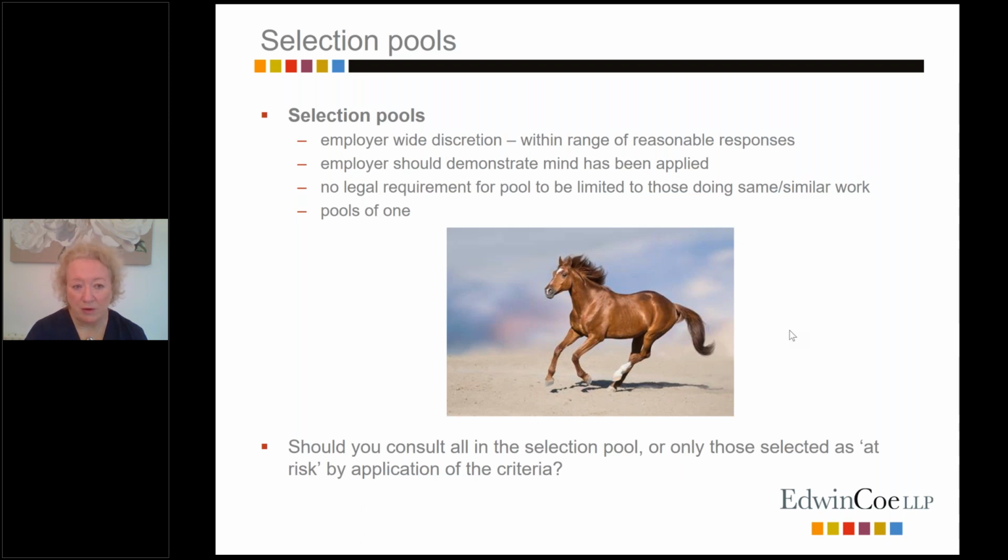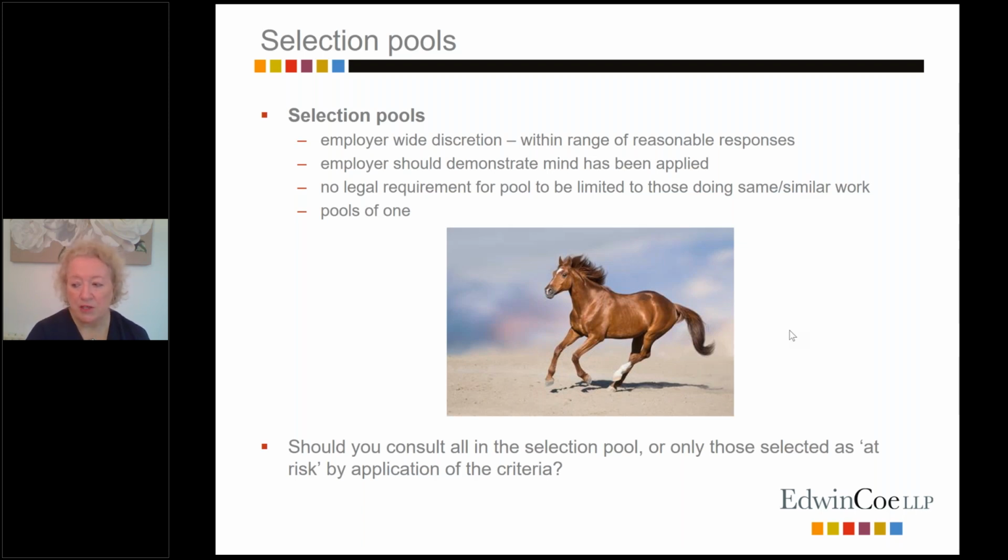But do bear in mind when you're doing this exercise that you will have to demonstrate that you've applied your mind to this issue and also to explain how the selection pool has been constituted. So I always recommend the starting point should be to consider what particular kind of work is ceasing or diminishing and to look at which employees actually do that kind of work. And that involves not only looking at their contracts and their mobility clauses, as Linky's outlined, but also what they actually do in practice, because we often find that contracts have gone out of date and people have changed jobs or the focus has changed.